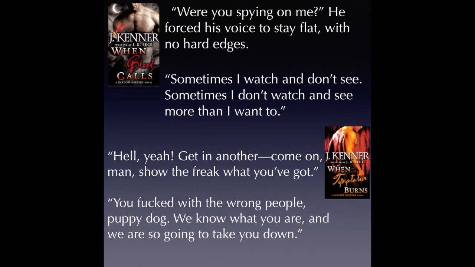So in the first one, in the top bit of dialogue, "Were you spying on me?" He forced his voice to stay flat, with no hard edges. And the response is, "Sometimes I watch and don't see. Sometimes I don't watch and see more than I want to." All right. We know that there's conflict between them just from this tiny little snippet of dialogue.